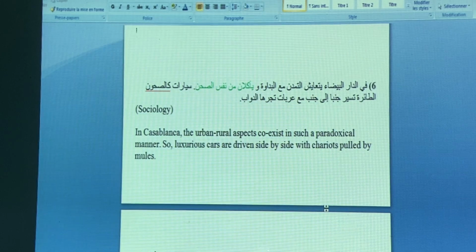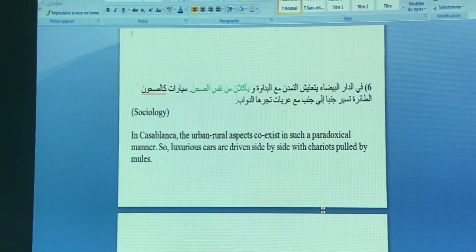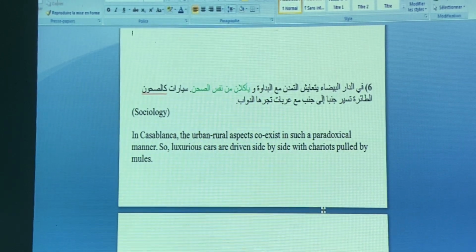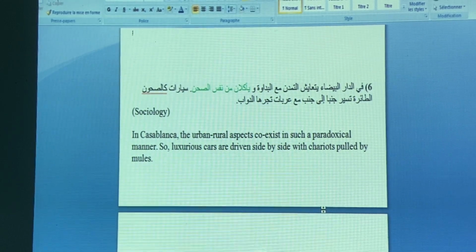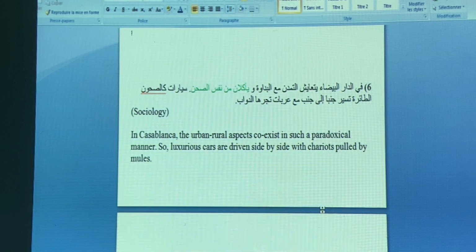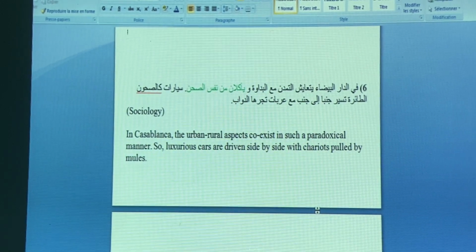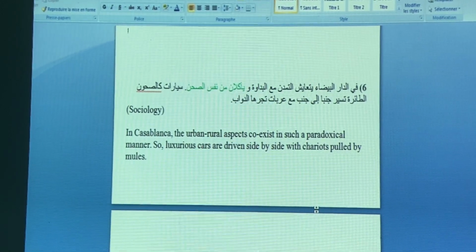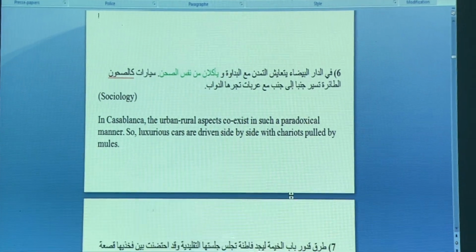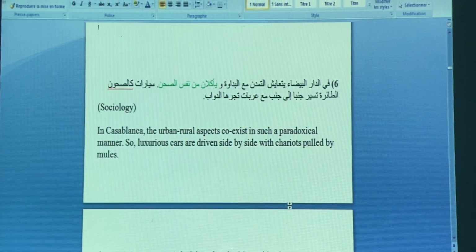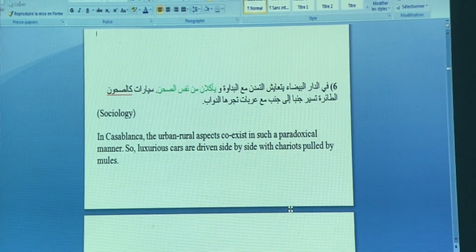This is sociology, and this sentence is taken from a text dealing with the contrasts in a big city like Casablanca, the rich areas, the poor ones, etc. And somehow the author here is ironic when you have يتعايشان ويأكلان من نفس الصحن.